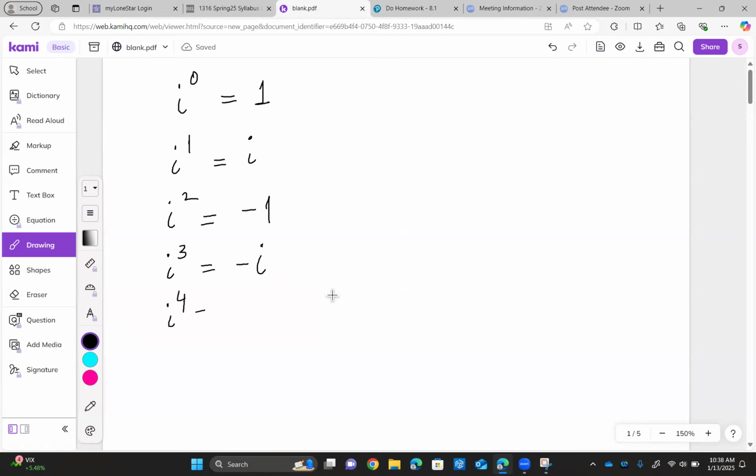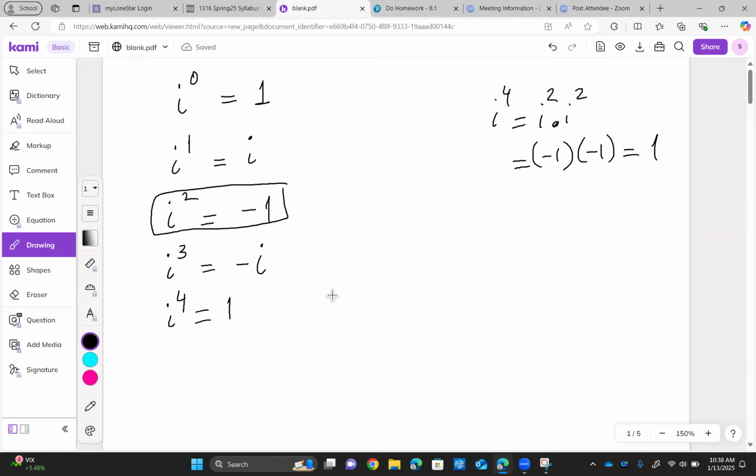But the good thing is i to the fourth is always i squared times i squared, because in math, when you're multiplying with exponents, you add the powers. And then i squared is equal to -1. So when you multiply these two negative numbers, the result is +1. So this means i squared is -1, but i to the fourth power is +1.